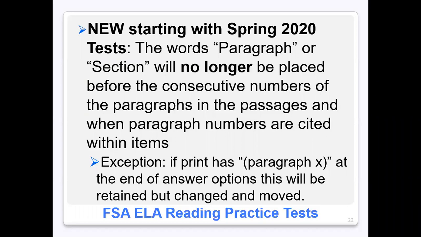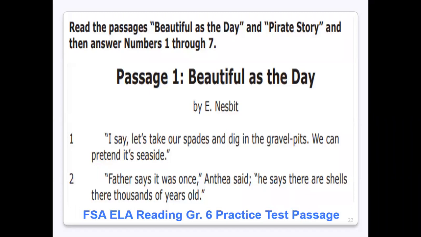So the reasoning behind these changes is to more closely align with the print, and since students are now familiar with this stuff, as I think I mentioned. All right, so here's the first example. So we've got passage 1, beautiful as a day. So you've got number 1, and then you have the first paragraph, I say, let's take blah, blah, blah, and then paragraph 2. This is from the FSA ELA Reading Grade 6 Practice Test passage.